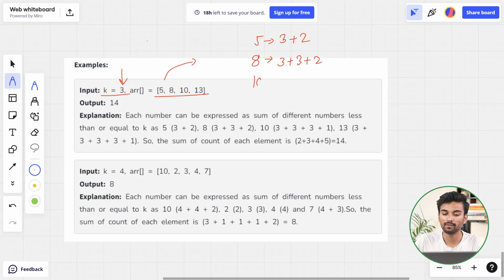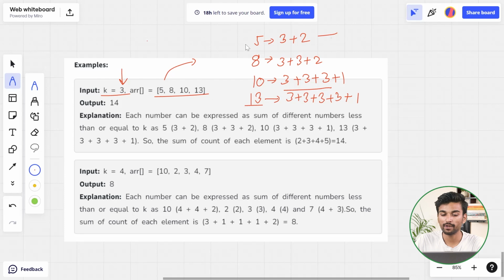Also talking about 10, we will be dividing 10 as 3 plus 3 plus 3 plus 1. Here we can see that 3 is less than or equal to k, and 1 is also less than or equal to k. And what is the last element? The last element is 13. So we are dividing 13 as 3 plus 3 plus 3 plus 3 plus 1, right? 3 is less than or equal to k, and 1 is also less than or equal to k.